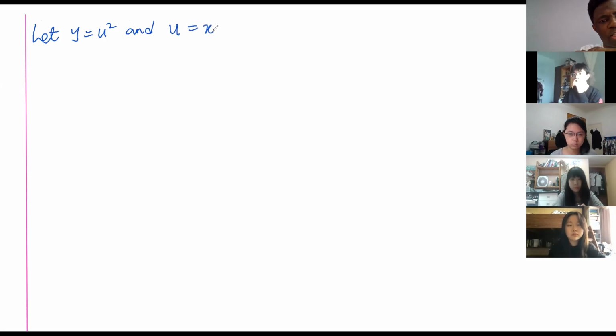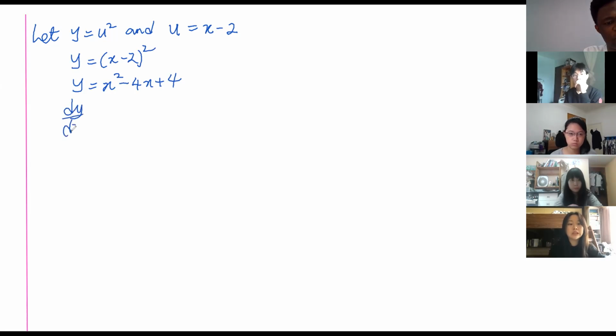So let's pick two functions. Let y be, say, u squared, and let u be x minus 2. Can you see this? If I call this f of u or whatever, it doesn't matter. From here now, y is definitely x minus 2 squared. Do you agree? Which means y is x squared minus 4x plus 4, which means I can now find my dy dx to be 2x minus 4. Agree?